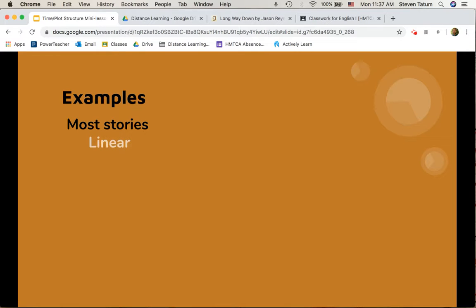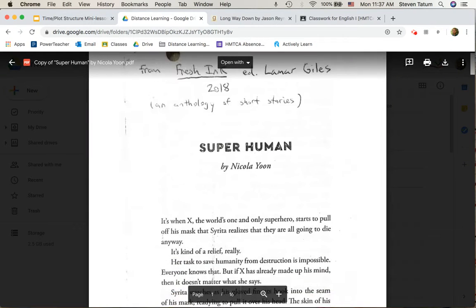Most stories, as I said, follow a linear structure of some kind. If you think of watching a movie, most of the movies or TV shows you watch probably go straight through time. But I bet you can come up with some examples of shows or movies that don't do that. Superhuman, which you read at the beginning of class together, is a good example of circular structure. Let me show you what I mean.